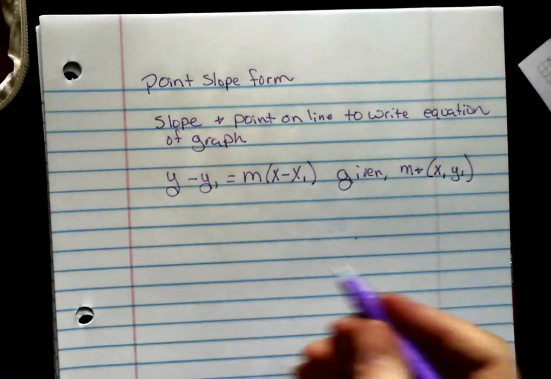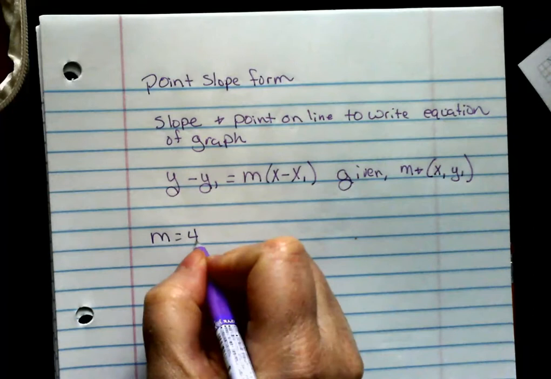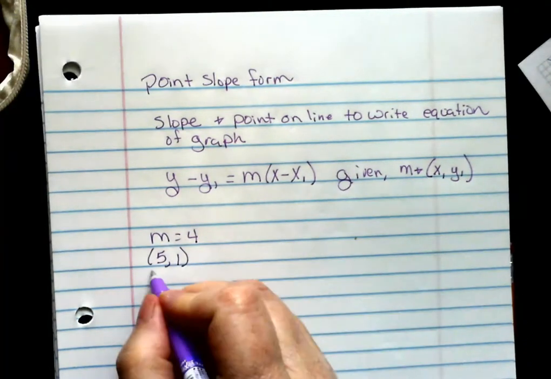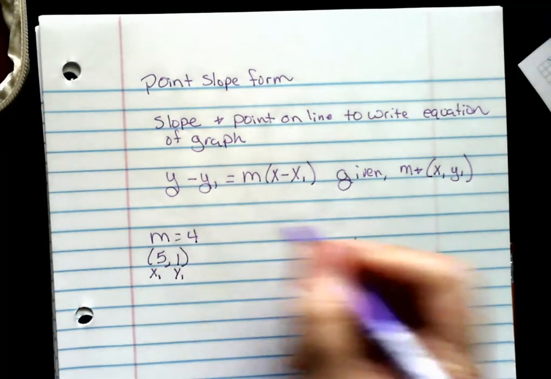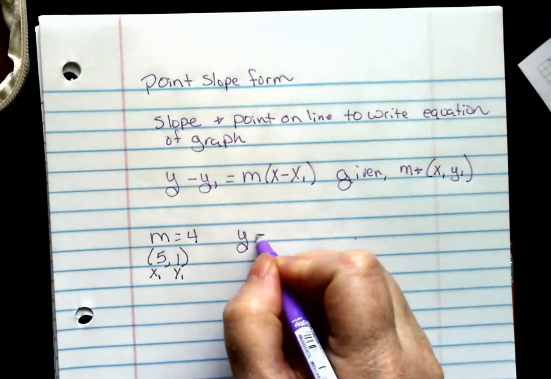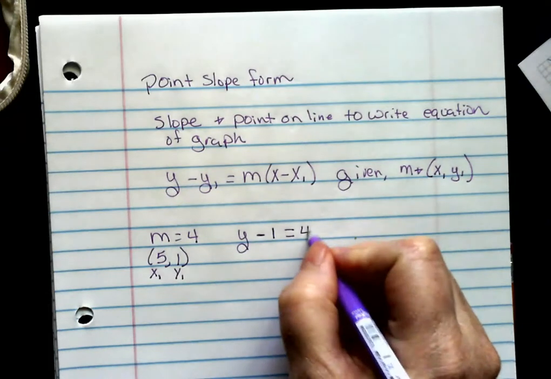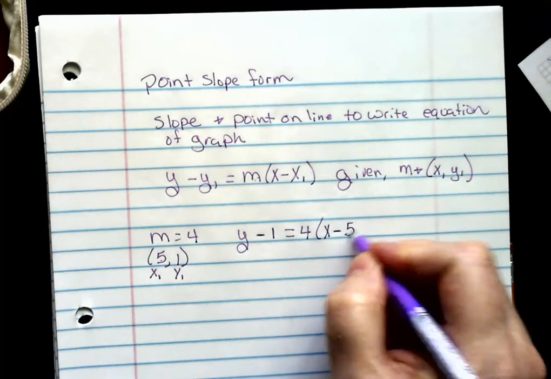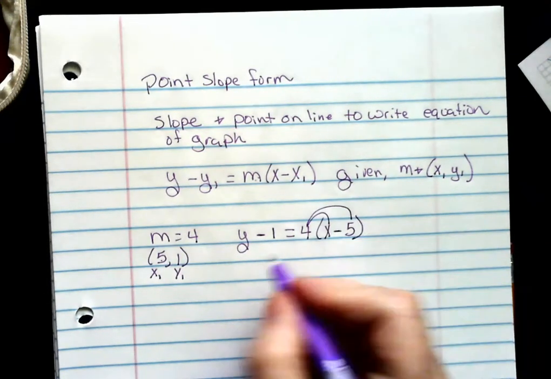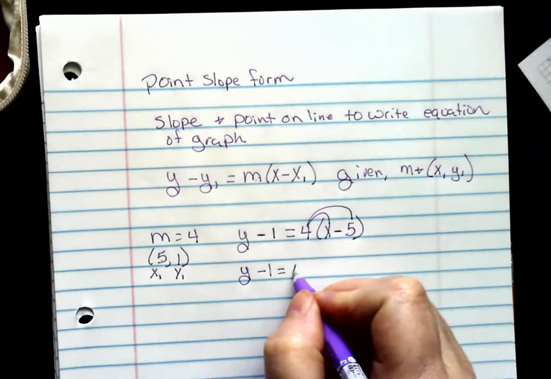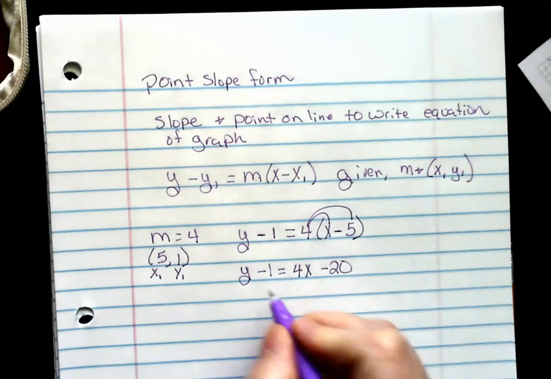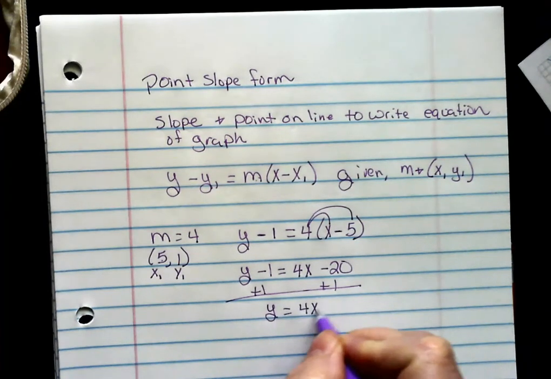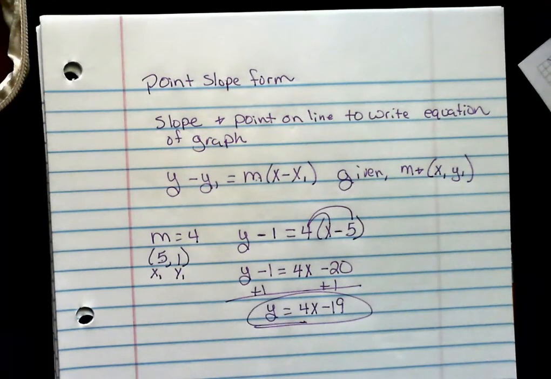So let me show you an example. M equals 4, and it's going to go through the point 5, 1. So remember, this is x1 and y1, and this is your m. So you would do y minus 1 is equal to 4, which is your slope, times x minus 5. So distribute the 4. Y minus 1 is equal to 4x minus 20. Add 1 to both sides. Y equals 4x minus 19. And yeah, that's all there is to it.